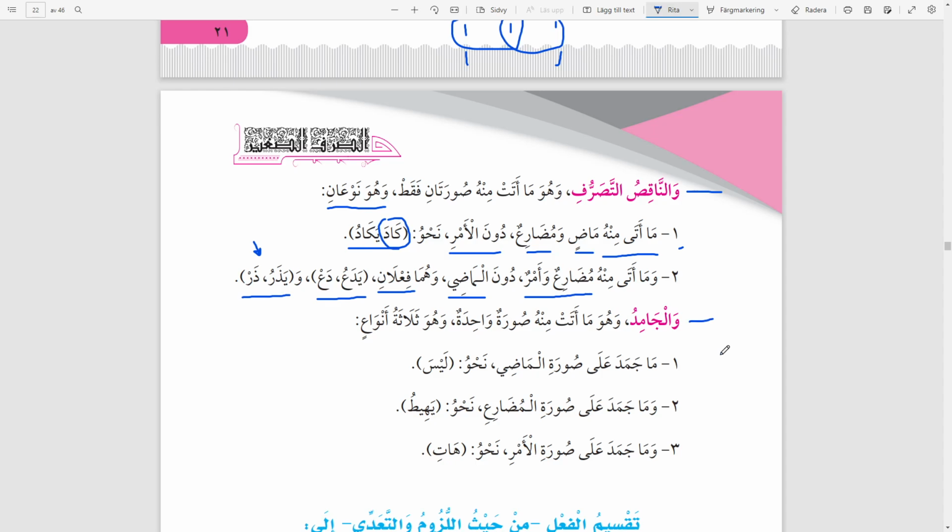And then you have the third one. It is static. It is the verb where only one tense appears, and it is of three types. Obviously, ما جمد, what is static or has solidified really in the expression of the past tense, the present tense, and the imperative. So ليس is apparently past tense in its representation or its expression, like its form. I doubt that ليس actually is in the past tense in meaning, though.